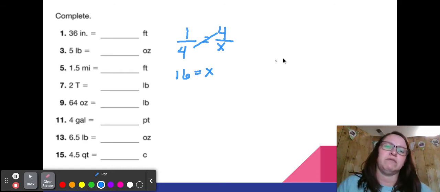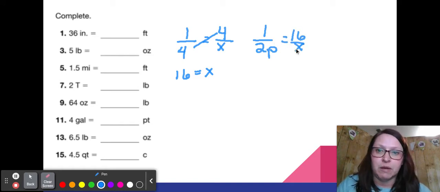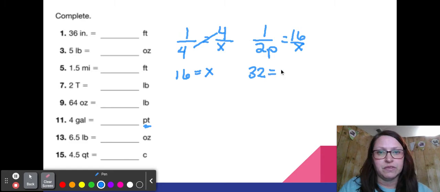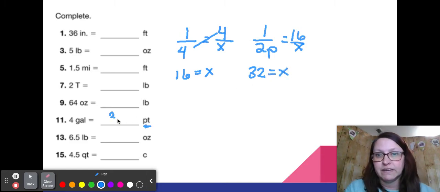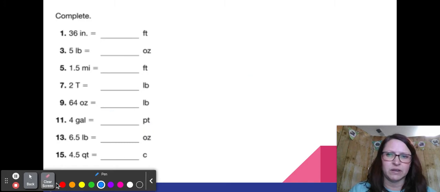Now I've got to convert from quarts to pints. So 1 quart is 2 pints. So I have 16 quarts here, but I don't know how many pints, but I need to convert to pints. So 2 times 16 is 32 equals 1 times x, which is x. So 4 gallons is 32 pints. Not too hard, right? That one was a little bit tricky.